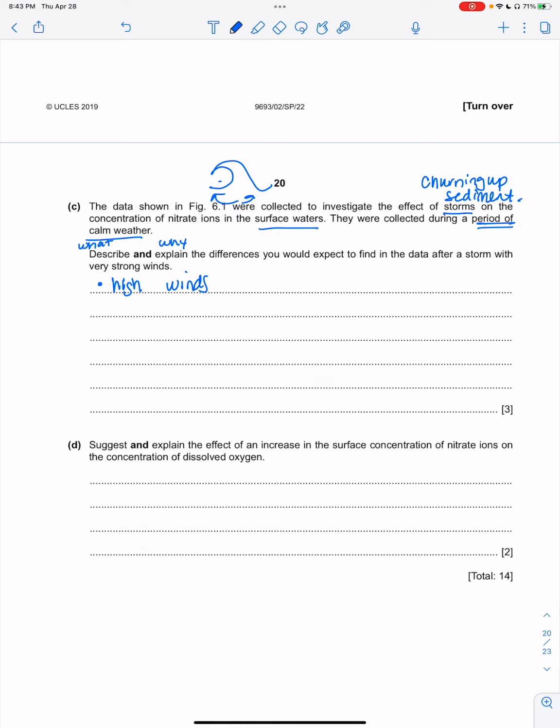Okay, so high winds will cause more water movement, or you could say it will increase ocean currents.